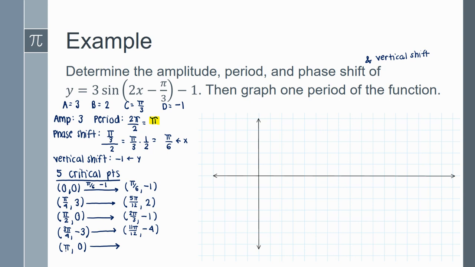And then -3 minus 1 is -4. And then finally, with it being pi, we can think of that as 6 pi over 6, because I want to have that common denominator of 6. So then that would give me 7 pi over 6, and then 0 minus 1 is -1.